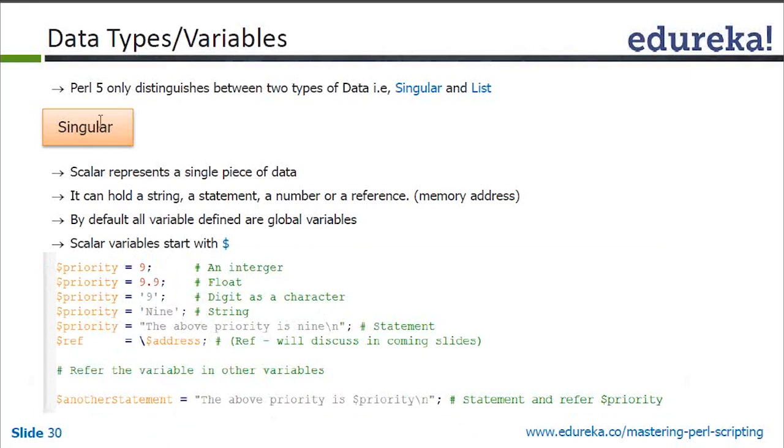These variables will start with the dollar sign. These are called scalars. When we talk about singular, there is nothing actually called singular. This is just a representation, but the actual name is scalar. So there are three kinds of data types in Perl: scalar, array and hash. We are clubbing array and hash as list because they refer to list-type data, while singular is basically a single piece of data. Okay, so that's it.